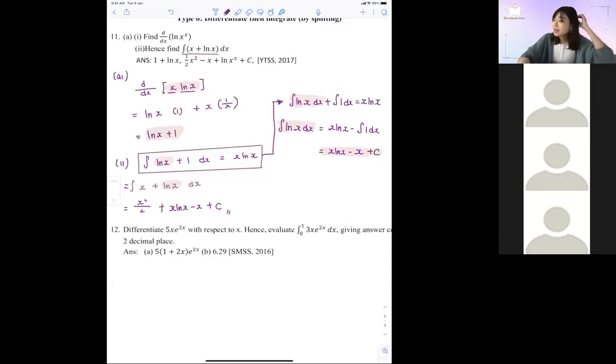Okay, when you are done, can I let you try 12? I just realized 12 is actually very simple. Okay, I give you until 2:15 to finish 12. Okay.